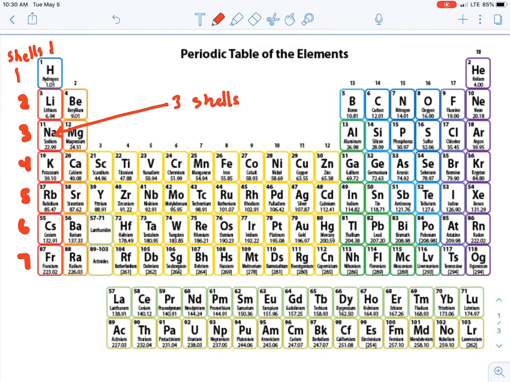Oh, we're already there. Let's change colors. Number 1, valence electrons. Sodium would have 1. This whole column would have 2. We skip the D block. 3, 4, 5, 6, 7, and 8. The only exception to 8 would be helium. If you count across that row, it would only be 2. So helium only has 2.